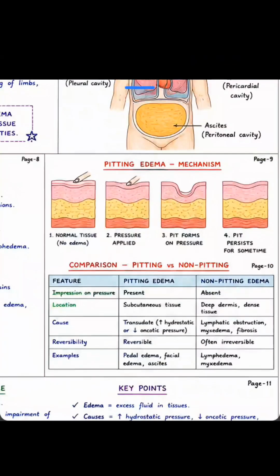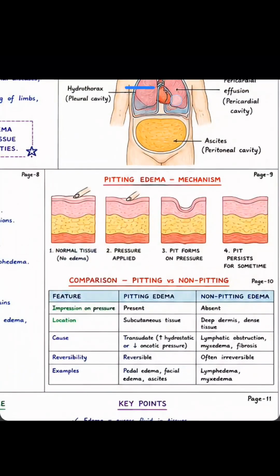Mechanism of the pitting edema, these are the diagrams. Normal tissue, no edema. If the finger presses, no pitting is there, so it's normal tissue. But if the finger presses, pressure applied, pitting is there, a pit forms on pressure, that is this. And the pit will remain visible for some time if you apply pressure. So this is an example of edema, and you can check it too. Okay.